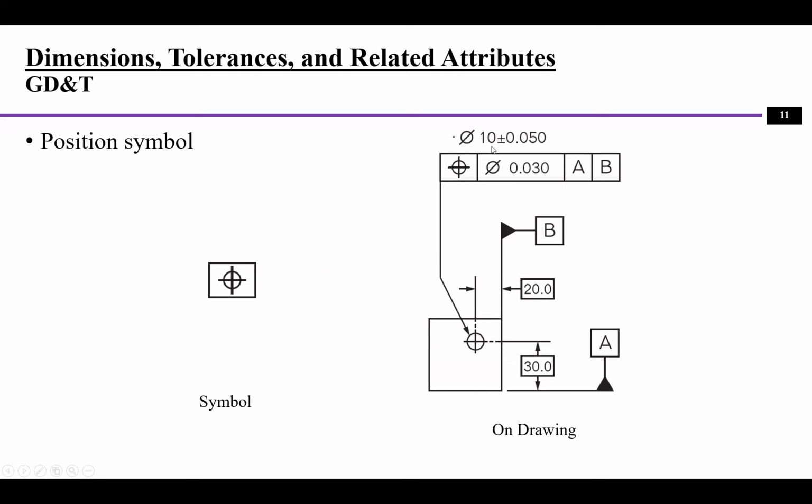And what is the tolerance? This is the tolerance. 10 is the diameter of the hole, and plus minus 0.05 is the tolerance. On top of this, we also define that the position of this hole has a tolerance zone of 0.03. So when we are making the hole, we need to consider both the tolerance and the tolerance zone for this position, relative to datum A and B. So this is how we read this control frame with this position symbol.